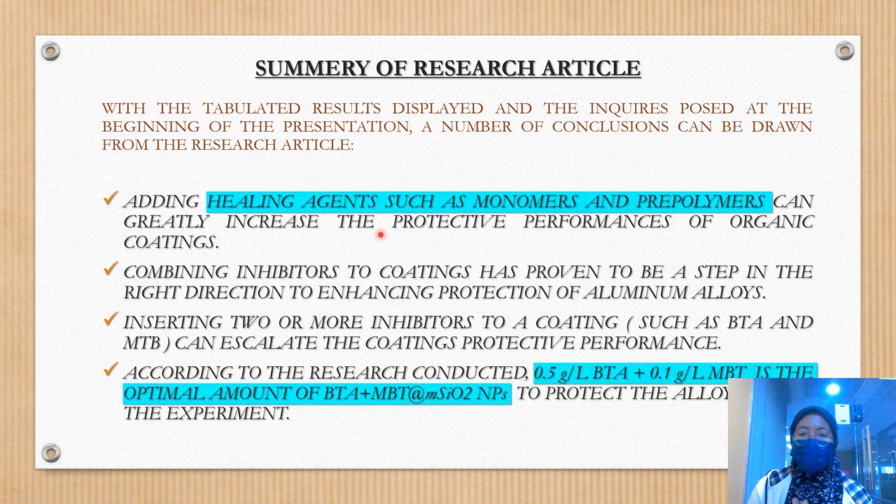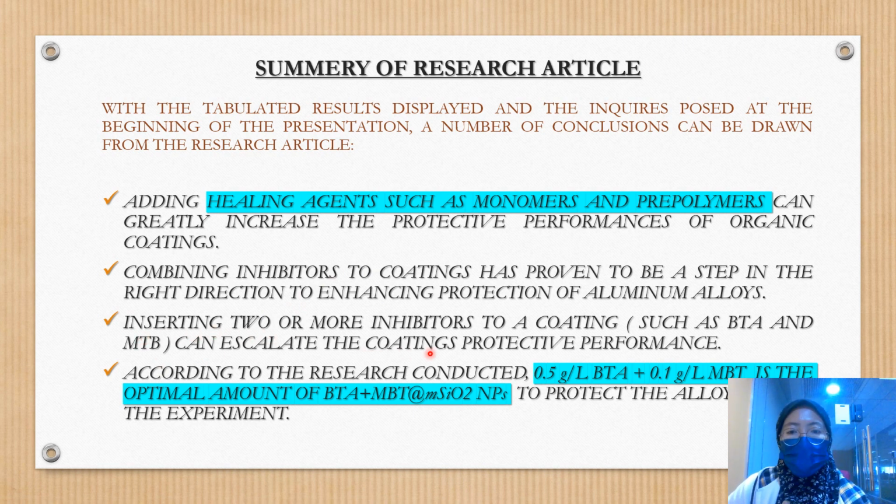So we go back to the questions that were posed earlier, where we asked how to improve the protective performance of organic coating by adding healing agents such as monomers and polymers with the coating to greatly increase the protective performance. And the second question was, will combining inhibitors and protective coatings better protect the alloy? Yes, it can. Inhibitors plus coatings definitely work better as compared to just coatings or just inhibitors.